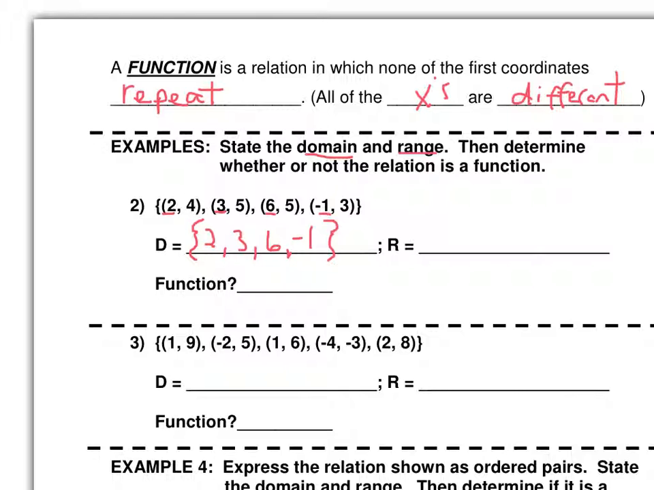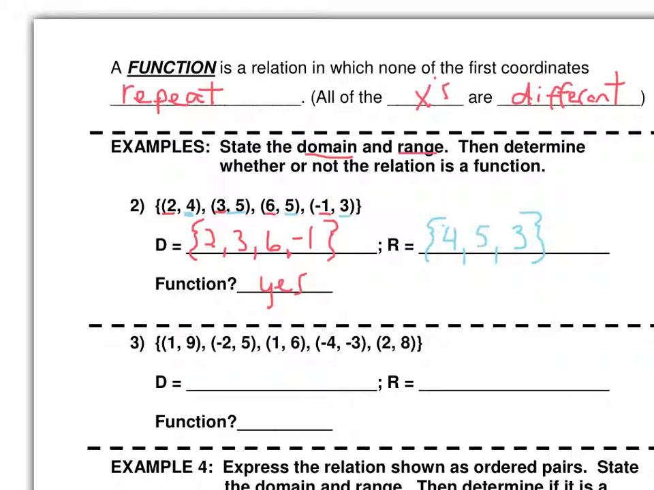The range would be your y values. So your range will be listing your y values. So you have a 4, and then we have a 5, and then we have another 5, so I'm just not going to write it twice. I'm only going to write it once. And then we have a 3. So that's going to be your range. So is this a function? Well, it is a function because none of the x's repeat. So that means yes, it is a function.